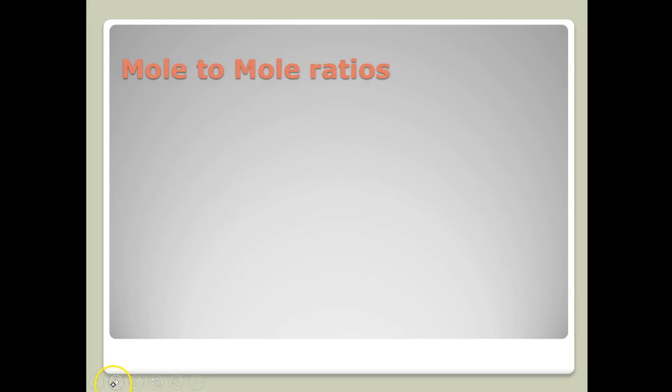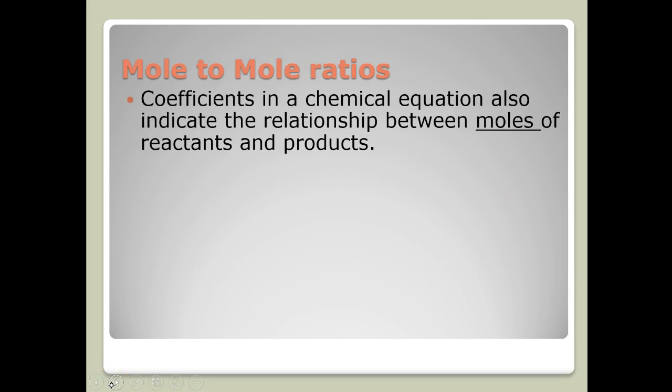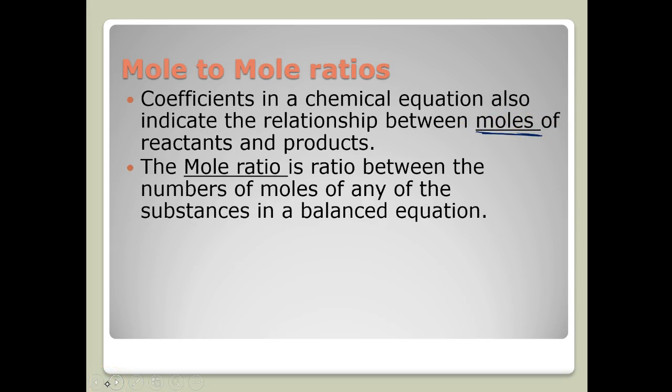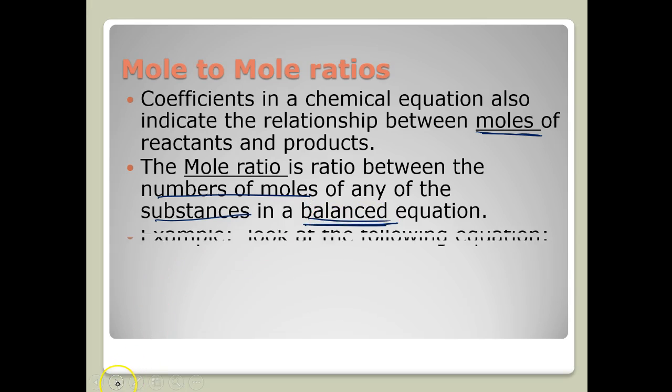So what we're going to talk about first is something called mole ratios. And so we're going to be setting up a proportion here. And most people tend to freak out with proportions. It's not as hard as you think to do this, but it tends to be a little bit confusing to people sometimes. So the coefficients in a chemical equation indicate the relationship between the number of moles, not just the number of atoms or molecules. And the mole ratio is a proportion between the number of moles of any of the substances as long as the equation is balanced. That's got to be the first thing that's done.